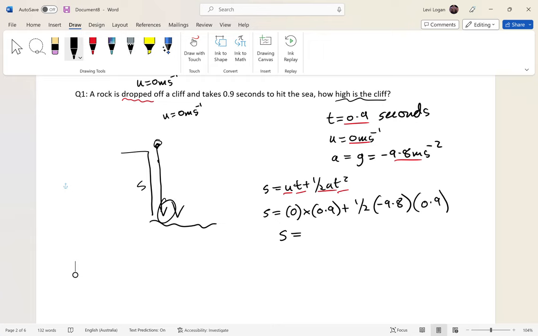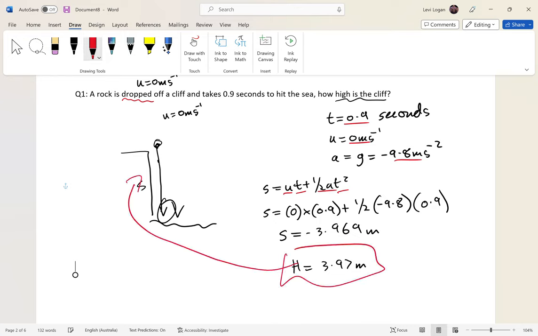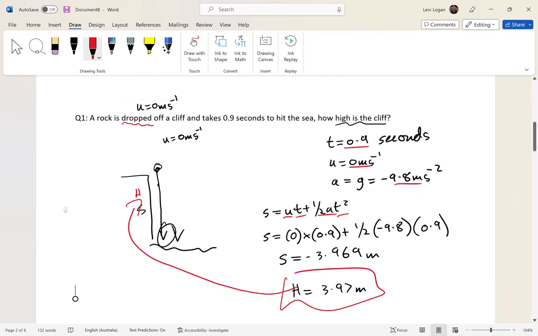So a half times negative 9.8 times 0.9. You should get approximately, did I do that right? Oh yeah, squared. So you should approximately get negative 3.969 meters. So the distance, the height is 3.97 meters if you're rounding. Okay, so that's the answer. So that's the height here. Alright, cool.